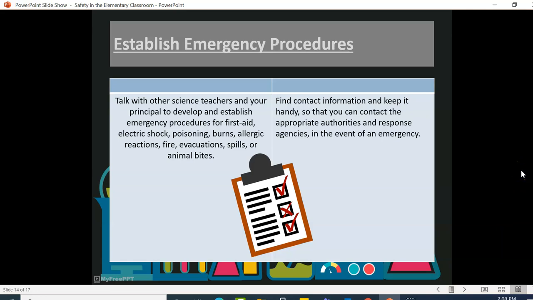So establishing emergency procedures is very important in the elementary science classroom. In order to do this, talk with other science teachers and your principal to develop and establish emergency procedures for first aid, electric shock, poisoning, burns, allergic reactions, fire, evacuations, spills, or animal bites. Find contact information and keep it handy so that you can contact the appropriate authorities and response agencies in the event of an emergency.